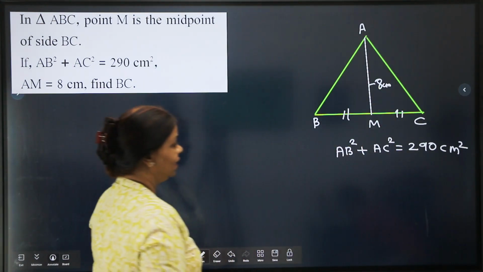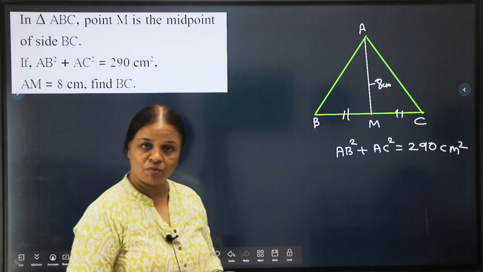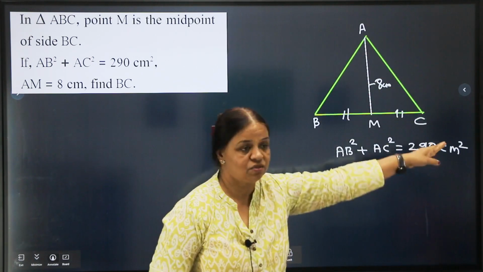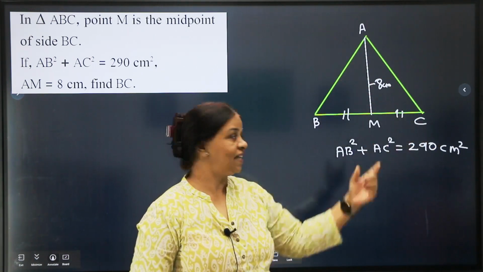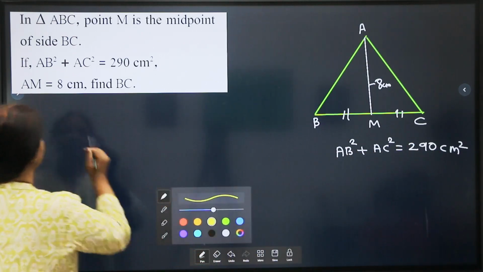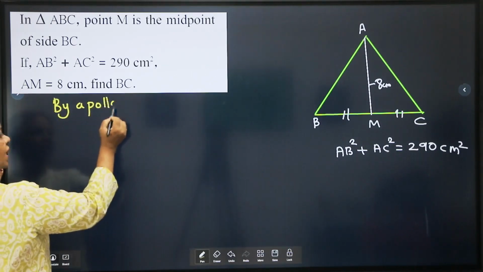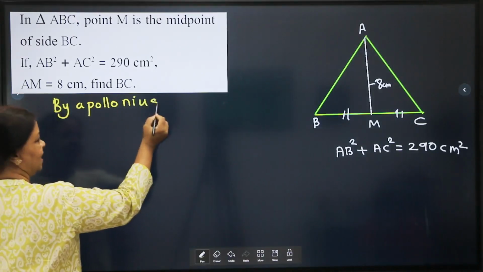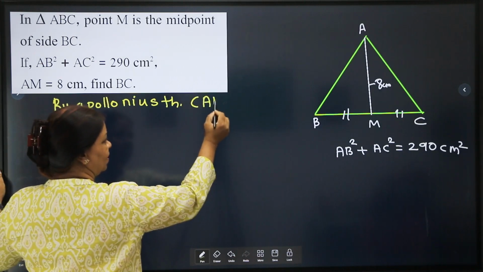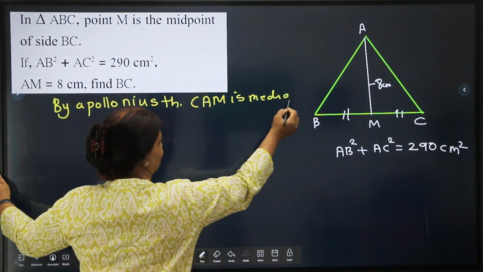AM is 8 centimeter. As it is a median, we can use here Appollonius theorem, because they have already given AB square plus AC square. If AB square plus AC square is there, we can use Appollonius theorem. Therefore, by Appollonius theorem. And why can we use Appollonius theorem? Because AM is a median given.